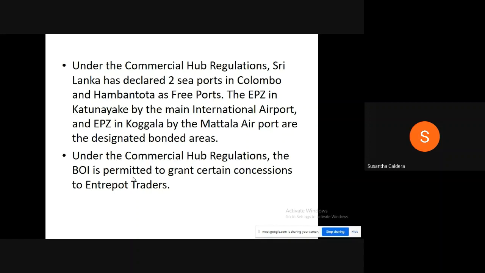Sometimes the goods may come to airports. If it comes to Katunayaka airport, there's a special export processing zone in Katunayaka. ඒකේ තියෙන bonded warehouses. Security දාලා කිසි බඩුවක් එළියට යන්න බෑ. Right? ඒක ඇතුළේම තමයි තියෙන්න පුළුවන්. අනිත් එක තමයි මත්තල airport එකට එන බඩු ටික process කරන්නේ කොග්ගල export processing zone එකේ. Right? Those are the designated bonded warehouse areas. So under the commercial hub regulations, the BOI is permitted to grant certain concessions to entrepot traders. This is a very good opportunity to earn money.